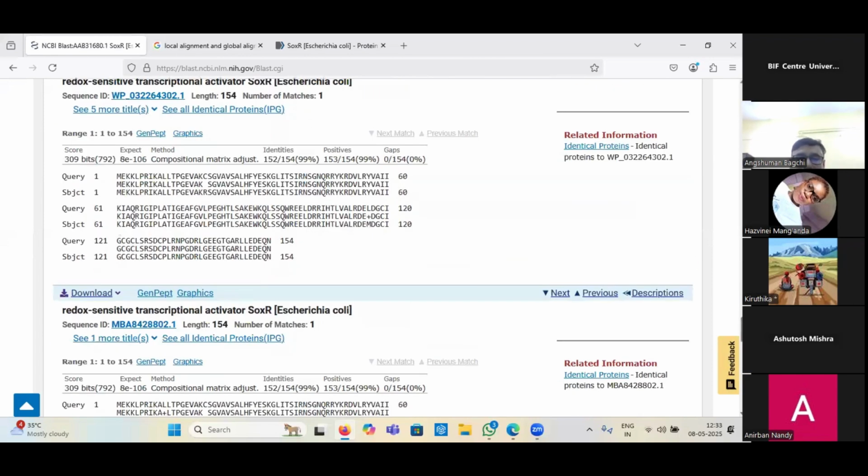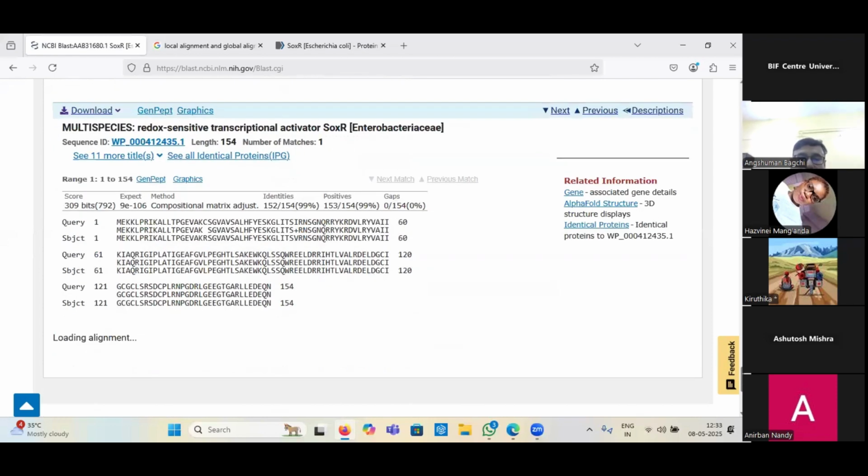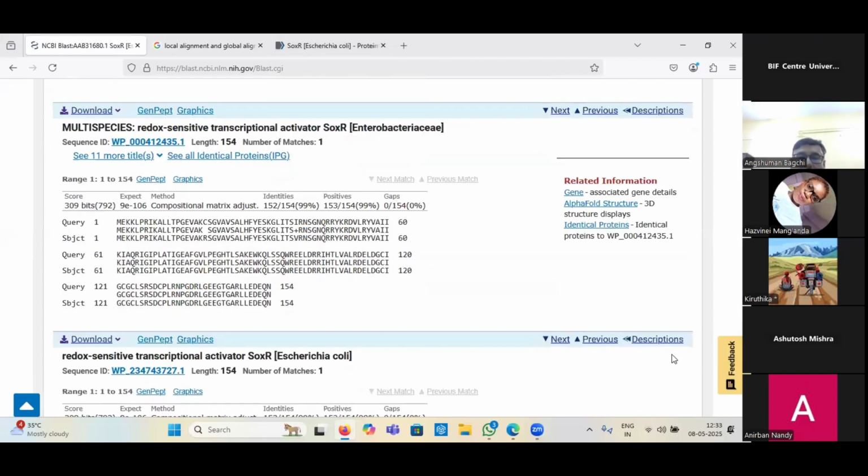Okay, so you got your answer. See, the protein has a total of 154 amino acids. So it starts with 1 and ends at 154. And see, the entire portion is aligned, query with subject, query with target. So this is the global alignment.